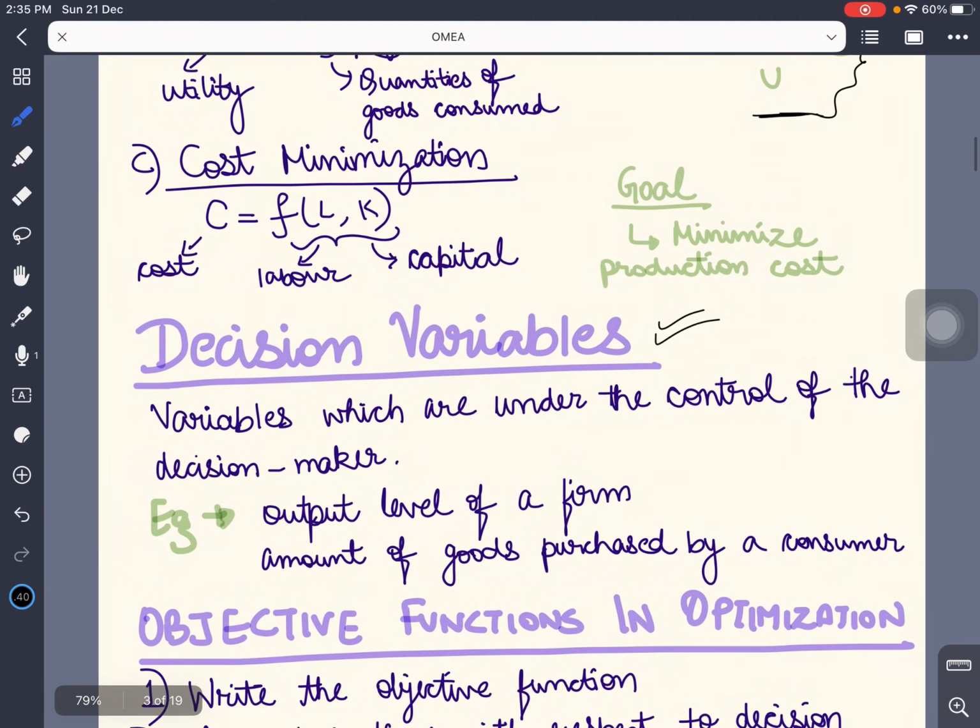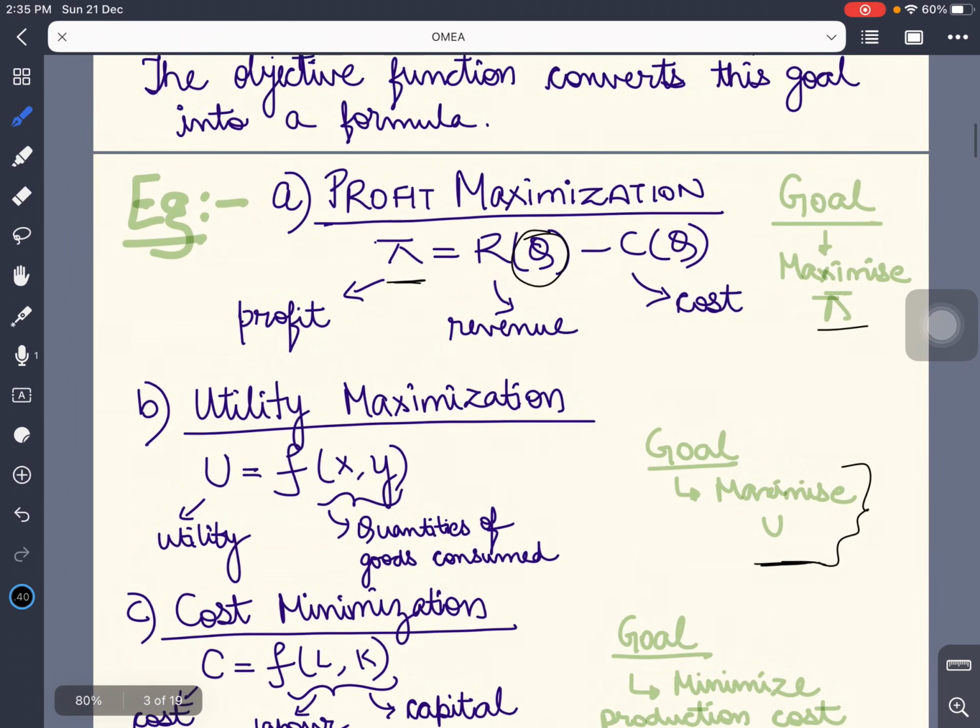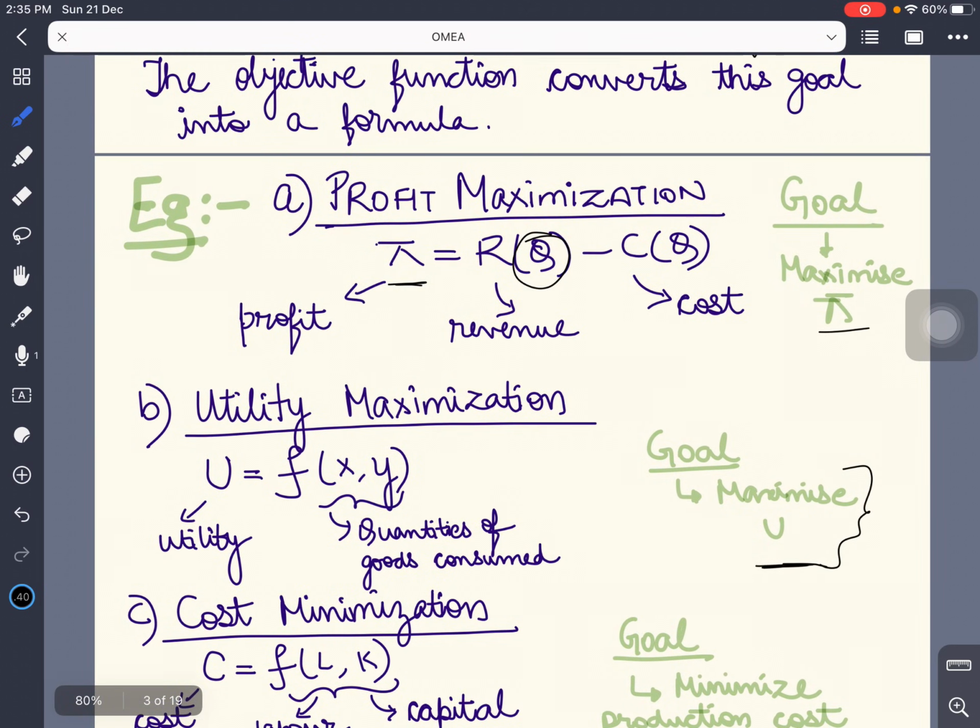Variables which are under the control of the decision maker, like the output level of the firm or the amount of goods purchased by a consumer, are the decision variables. In the first example, the decision variable is the output, which is in the hands of the producer. The next example is utility maximization. The goal is to maximize utility. The utility function, denoted by U, is a function of the quantities of two goods consumed by the consumer, denoted by X and Y.